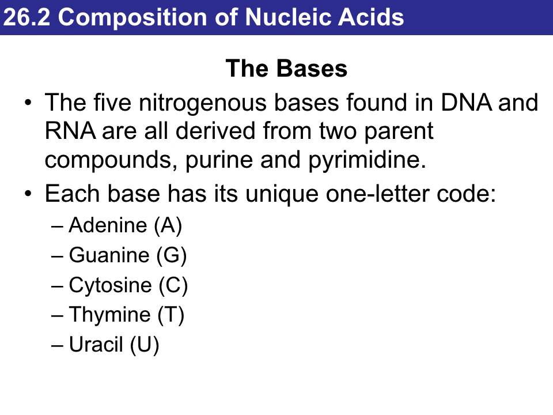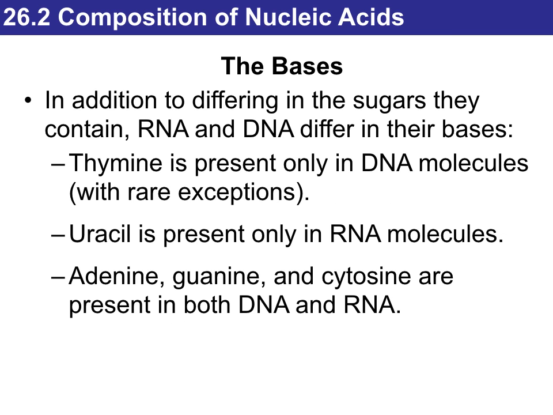Next is looking at the bases, where there are 5 nitrogenous bases. Some of them belong to the purines, others to the pyrimidines. For every base, we have a 1-letter code. A stands for adenine, G for guanine, C cytosine, T thymine, and U uracil. Uracil is only found in RNA, and adenine, guanine, and cytosine are found in both DNA and RNA.